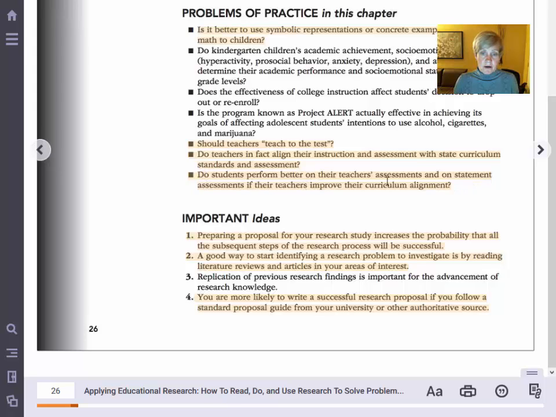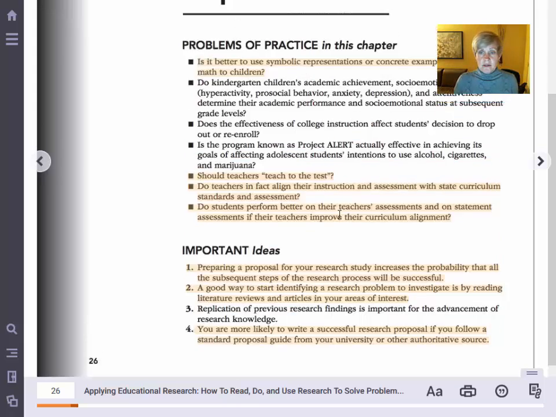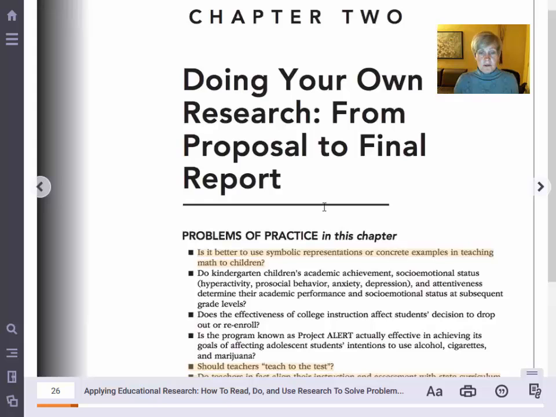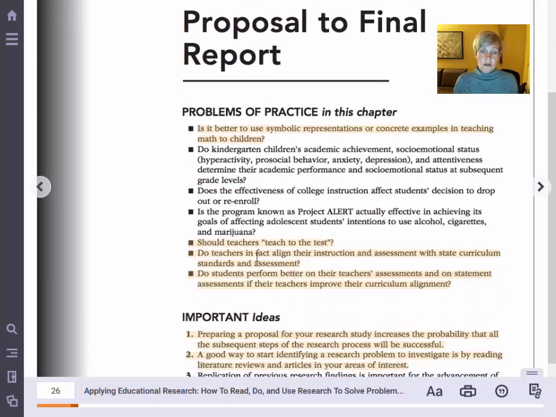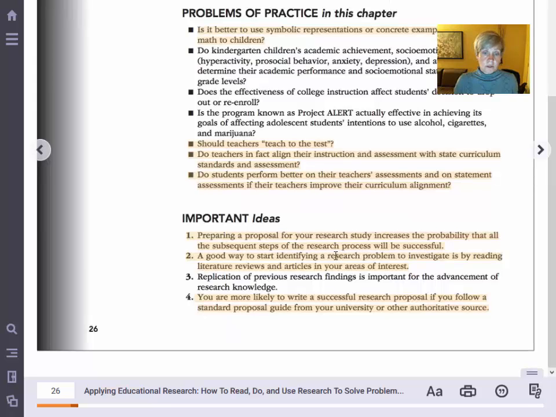Do students perform better on their teachers' assessments and on state assessments if their teachers improve their curriculum alignment? And that those two just go together. So those are some problems of practice that they are introducing in this chapter as you talk about doing your own research, because those last 2 or 3 are things that you could actually do an action research project on in your own classroom or in your own school or even in your own district.